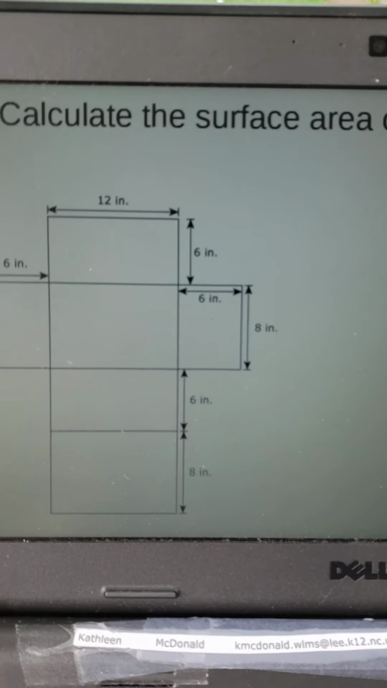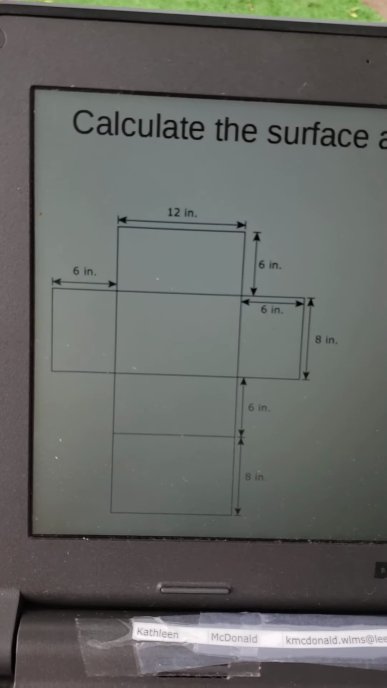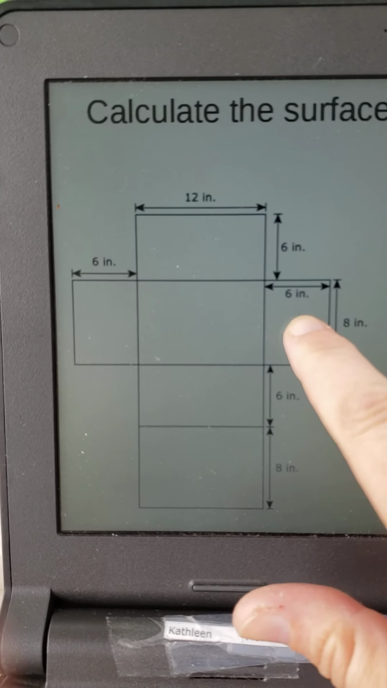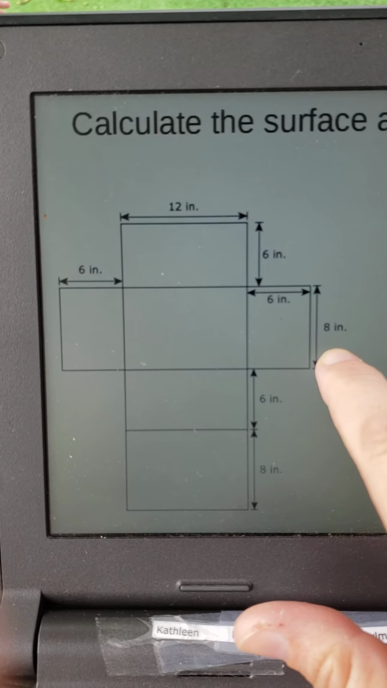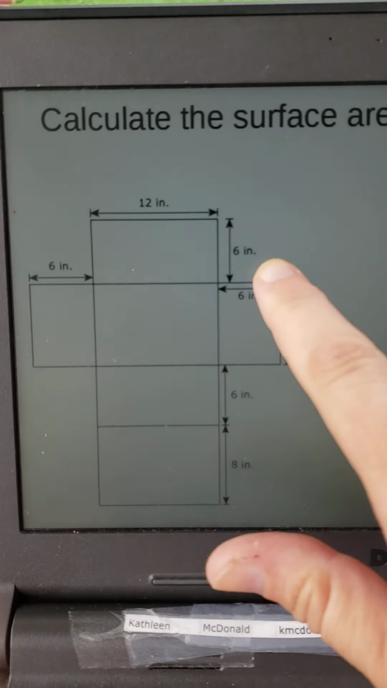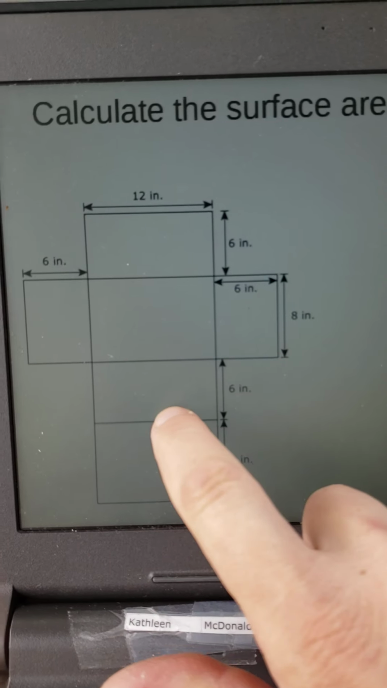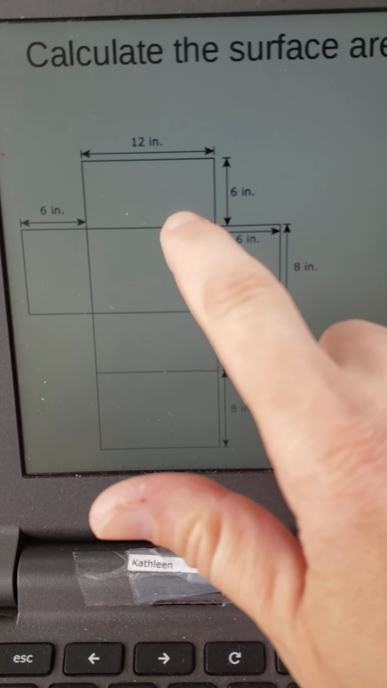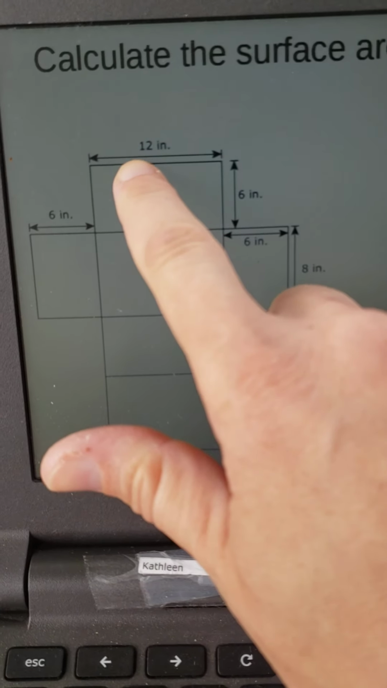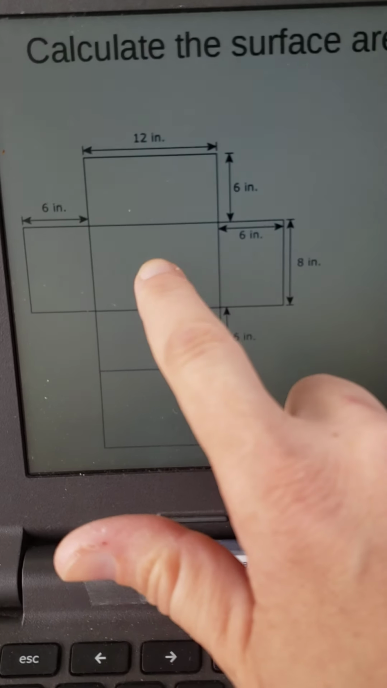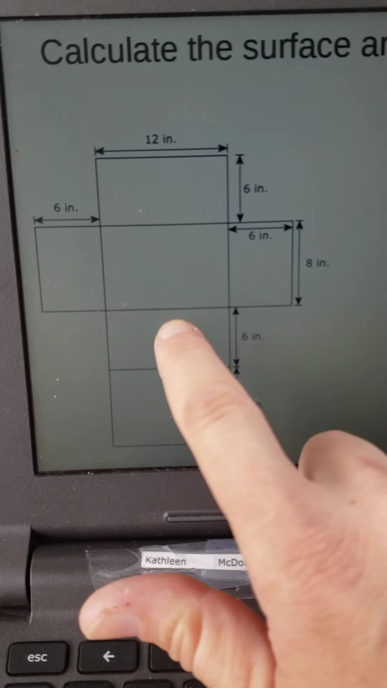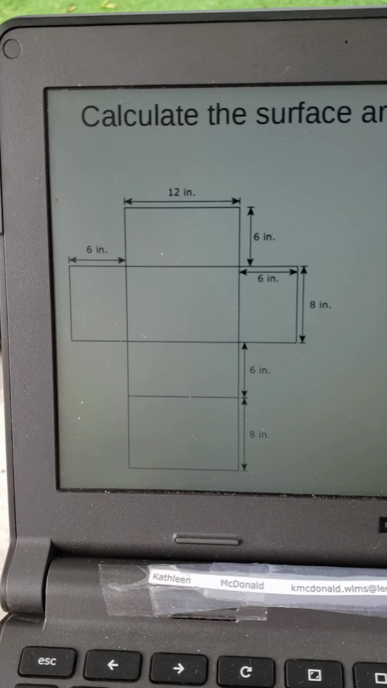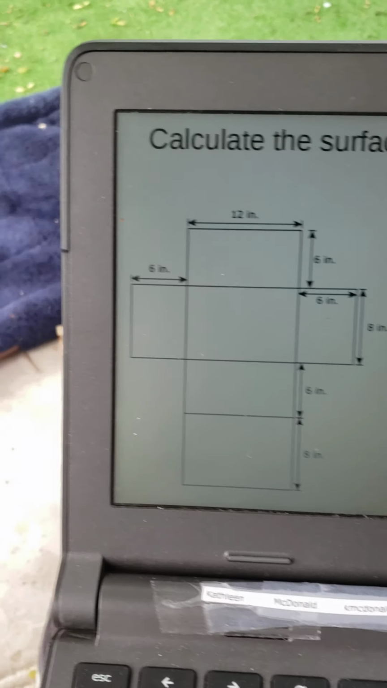All right, here's another prism. So we have the 2 ends. We have 6 by 8, so it's going to be 48 for this one, 48 for this one. Then each of these rectangles, oh, hold on, some of them are different. So we have 6 times 12 for this one, 8 times 12 for this one, 6 times 12 for this one, and 8 times 12 for this one. So the rectangles aren't always going to be the same.